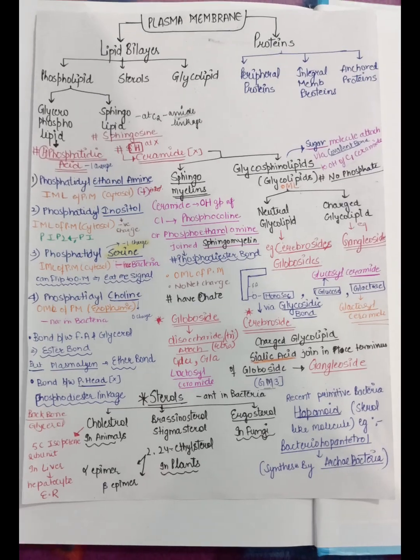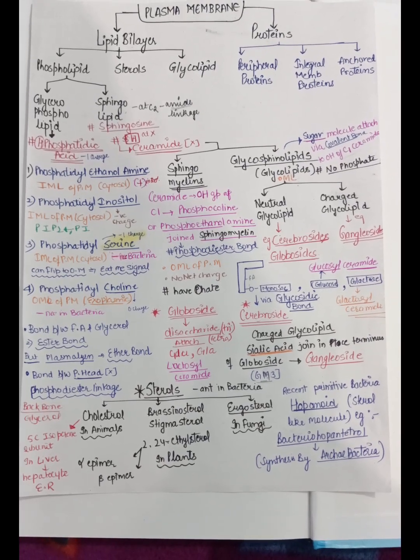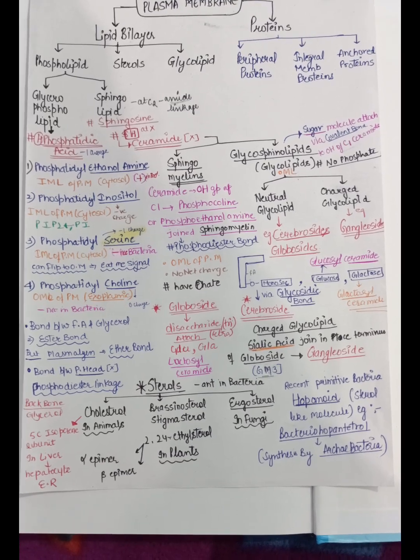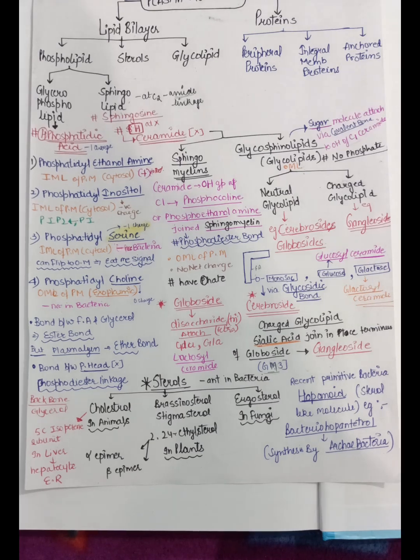Membrane is made up of lipids and proteins. Lipids include phospholipid, sterol, glycolipid. Phospholipids are of two types: glycerophospholipid and sphingolipid. As we know, glycerol is the three carbon structure.